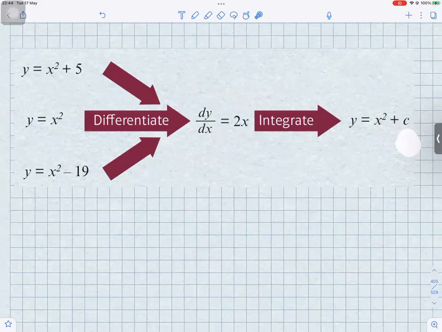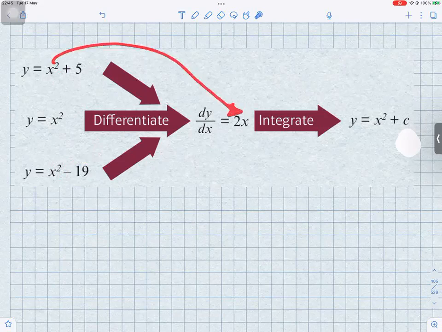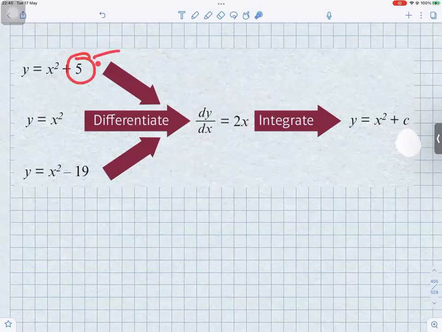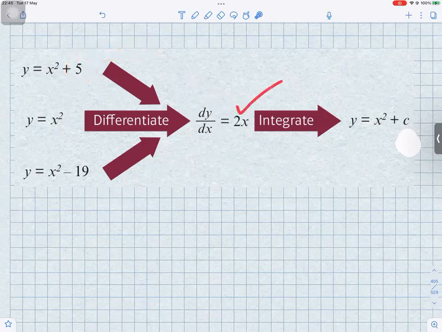When you differentiate a function that looks like y equals x squared plus 5, where there's this constant term, y equals x squared, where the constant term is 0, and y equals x squared minus 19, where the constant term is minus 19. When you differentiate x squared, you get 2x. So dy over dx of x squared, you get 2x. When you differentiate plus 5, you get 0. So you just get 2x.